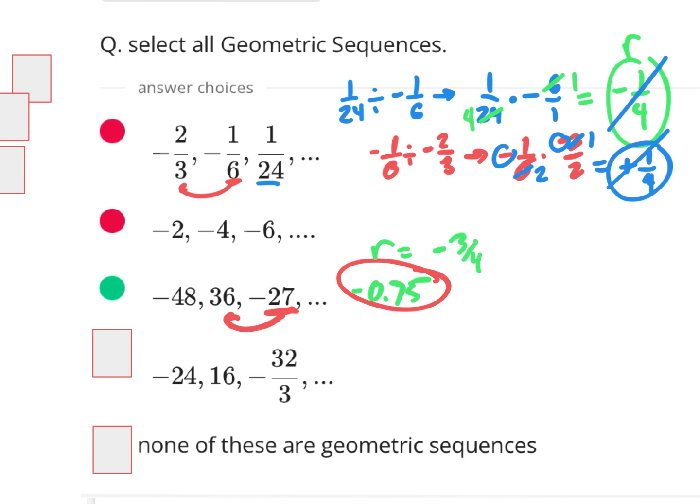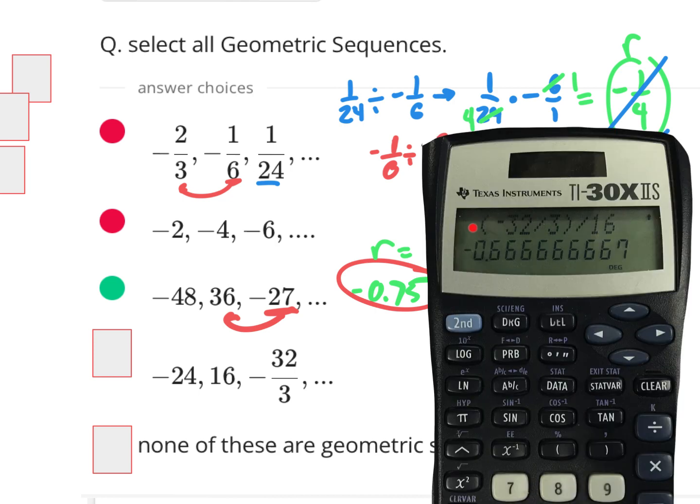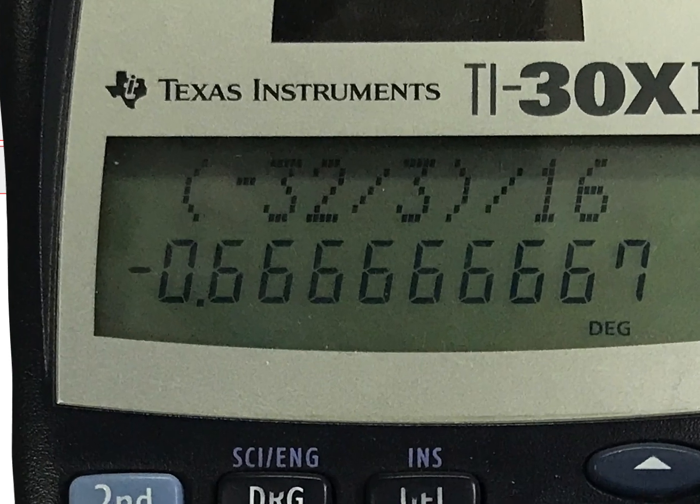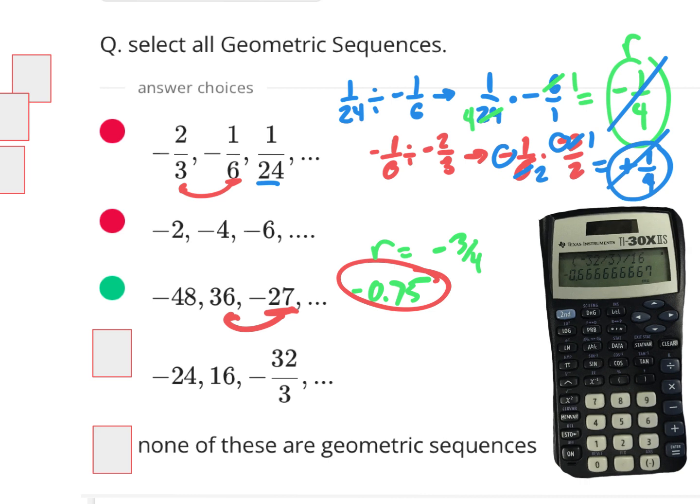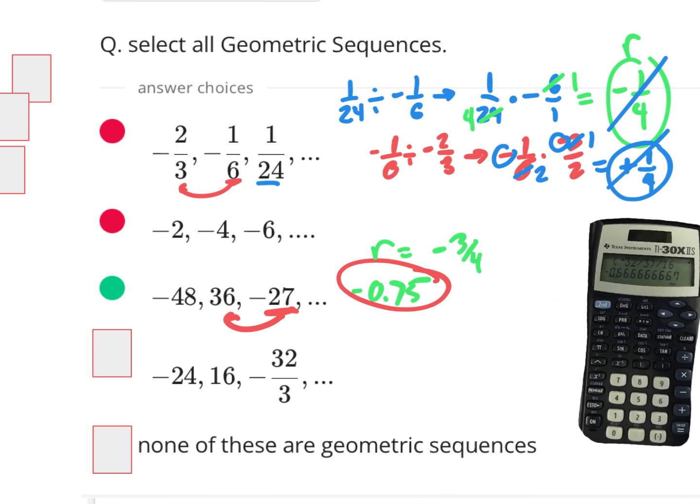Moving on to this last one, on a calculator, I typed it in. Notice I used parentheses here. I did parenthesis negative 32 divided by 3, close parenthesis, and then divided that by 16. It gave me this decimal. So maybe the common ratio is negative 0.666, and it continues. Let's see if that's true when I do 16 divided by negative 24.